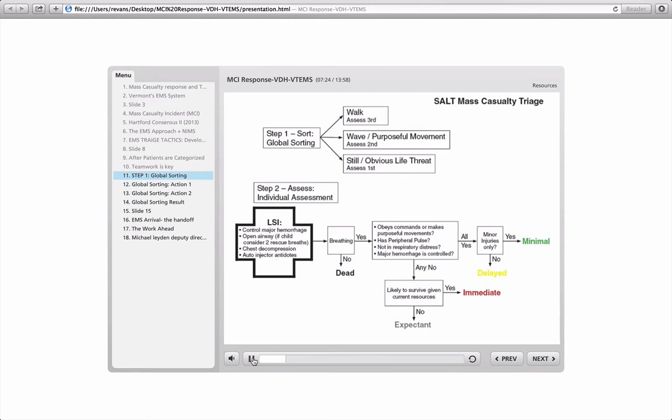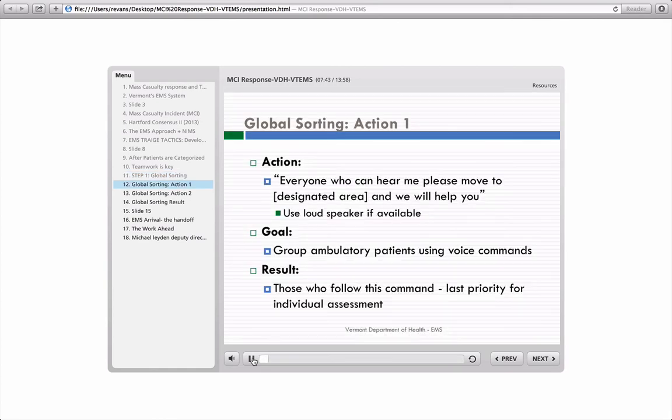Going back to the SALT mass casualty triage algorithm, we're going to focus on step 1, global sorting. The goal of global sorting is to quickly prioritize patients for individual assessment. This will allow you to go first to those patients who are most likely to need immediate life-saving interventions, such as bleeding control. Global sorting is accomplished by a series of action steps.